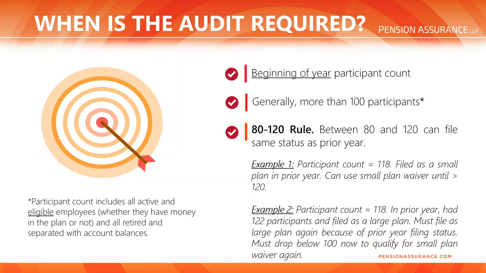They created this rule so that you basically can follow what you did the prior year in terms of the filing. In the first example I listed here on the slide, a company that has a 118 participant count and filed as a small plan in the prior year can use a small plan waiver until you reach over 120. So the real magic number for a company that's growing is 121. Once you reach 121, that audit is going to be required every year until you go under 100 participants. That's really where the 80-120 rule comes in.